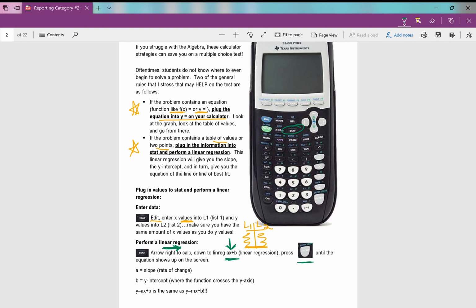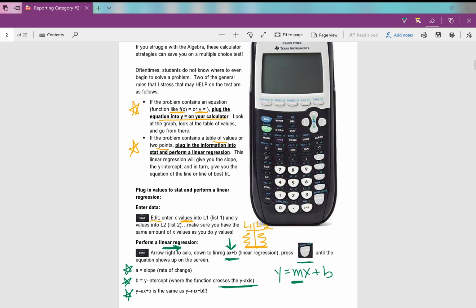A represents the slope, which you're probably used to seeing y equals mx plus b. On your calculator, the slope is going to be a. So A is the slope, B is the y-intercept, our beginning point where it crosses the y-axis, and y equals ax plus b is the same thing as y equals mx plus b. So if you're given a table of values or 2 points, you're able to find the slope using this method, the y-intercept using this method, and the equation of the line using this method. This is also good when you're finding the line of best fit.